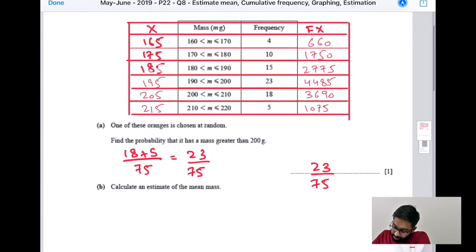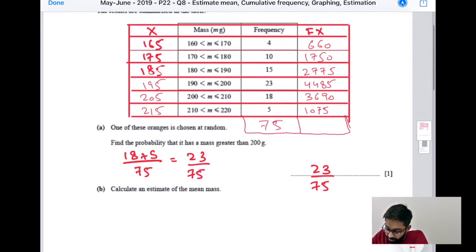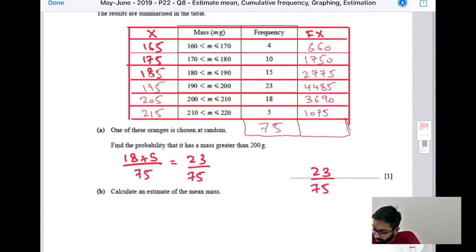Now the last step before finding the mean is you need to find the sum of this and write down the sum of this. The sum of f is 75. The sum of fx, let's calculate that: 660 plus 1750 plus 2775 plus 4485 plus 3690 plus 1075. So the sum of this is 14,435. Now we can solve the question.